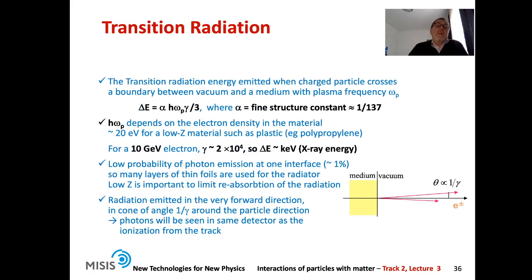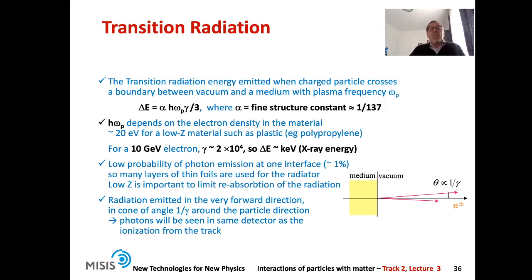The energy emitted by transition radiation when a charged particle crosses a boundary between vacuum and a medium with a plasma frequency omega p is given by this formula, where alpha is the fine structure constant. ħ omega p depends on the density of electrons in the material. For low Z materials such as plastic or, e.g., polypropylene, it is about 20 electron volts. Hence, for a 10 GeV electron, the gamma is about 2 times 10 to the fourth, so the delta E is in the keV range.